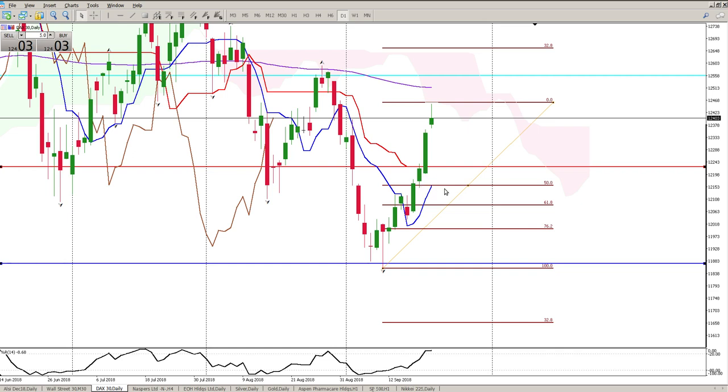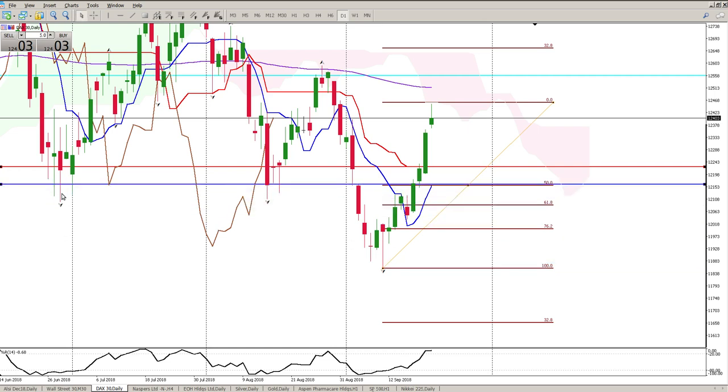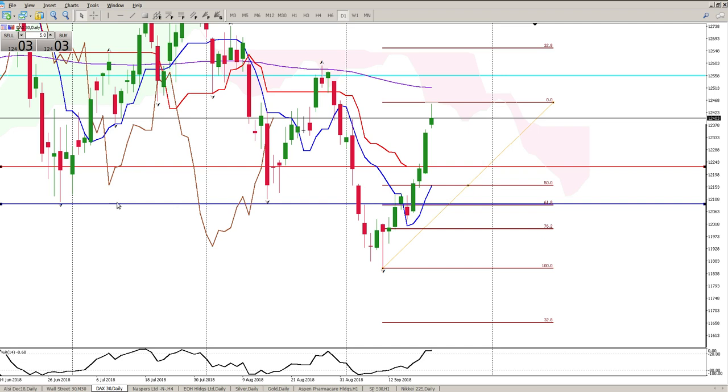Okay, then on the Fibonacci, you can see we've got this level here which lines up. Let's just move that up. You see that lines up pretty much with some of these tails here. So that's 12,160, and then you have previous lows here of, let's call it, 12,100.